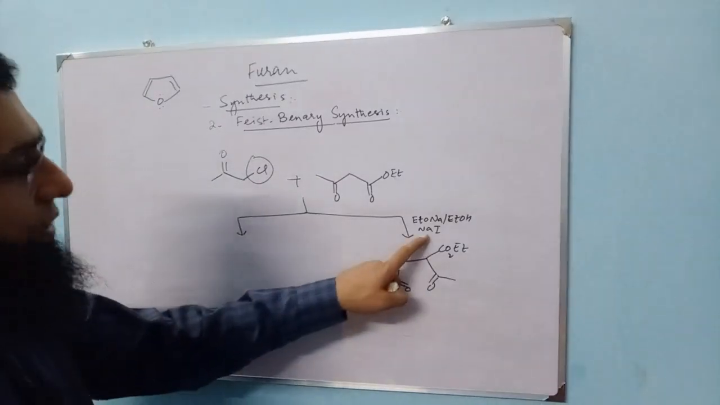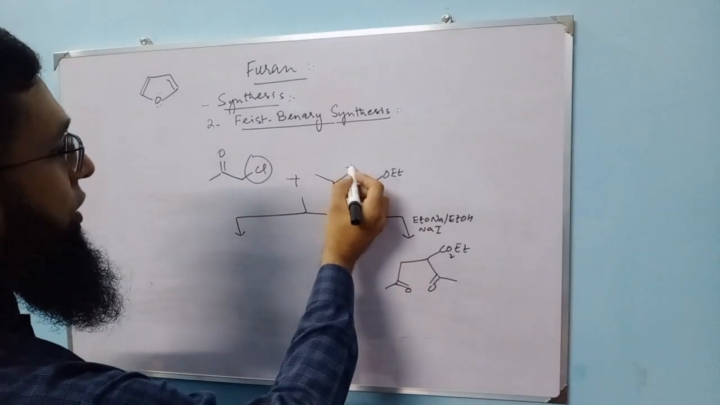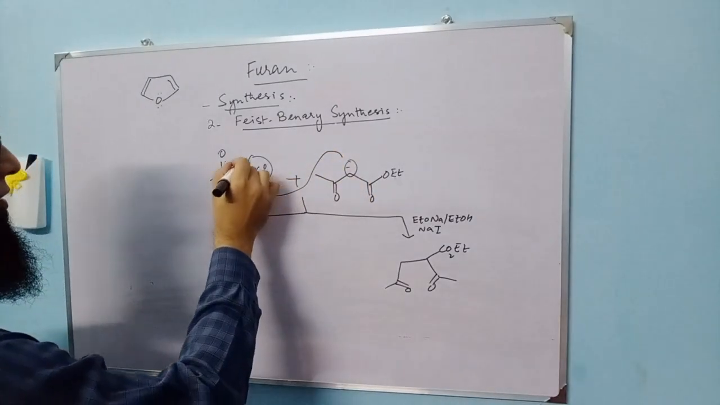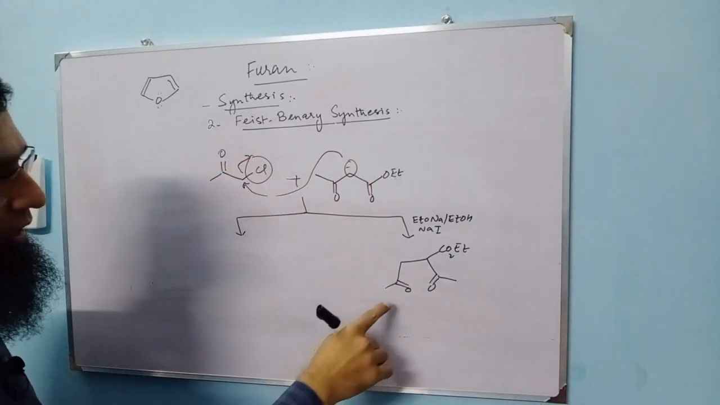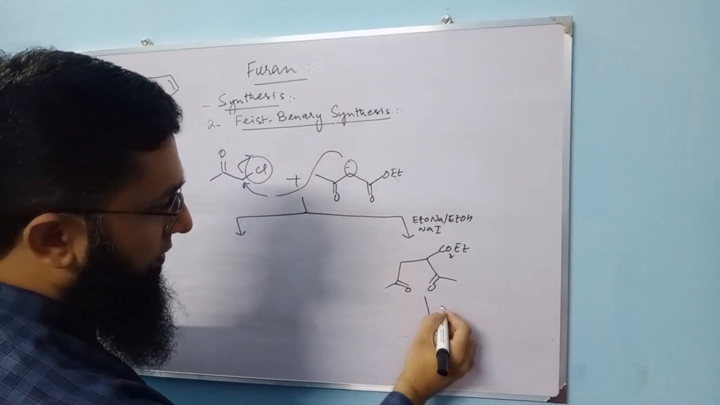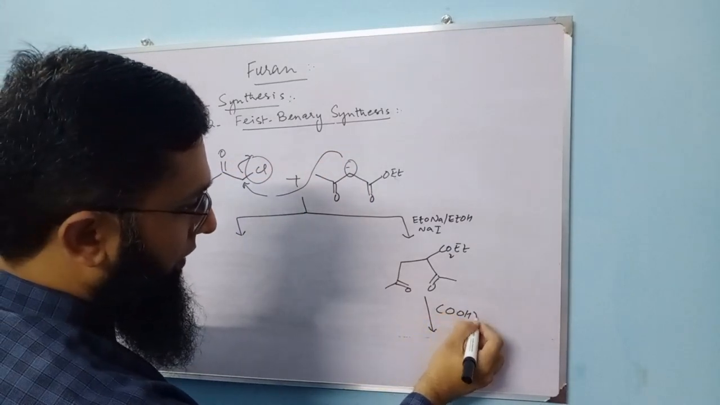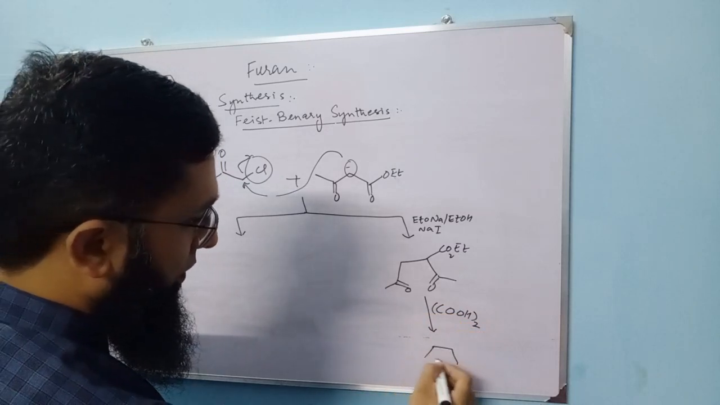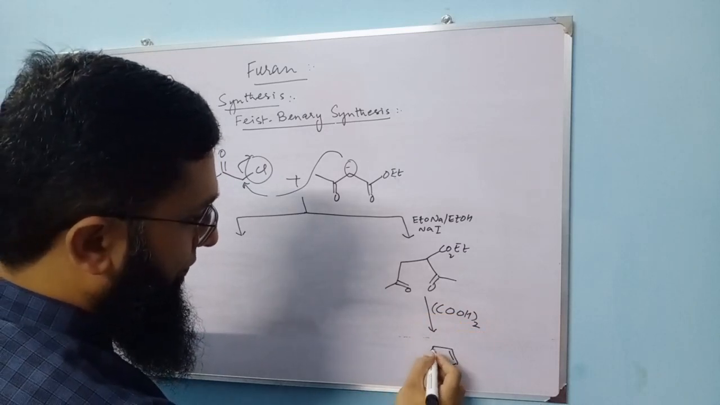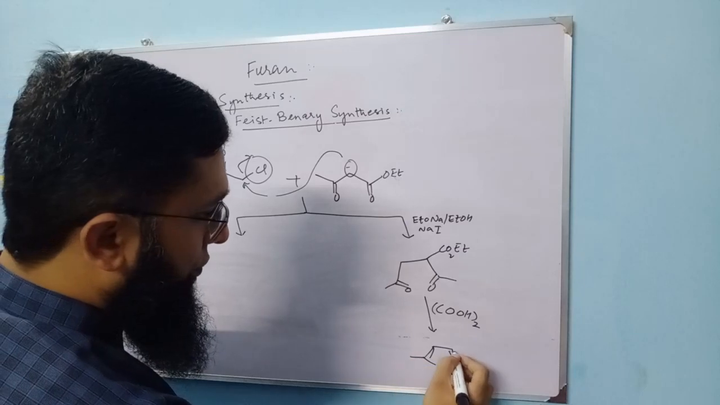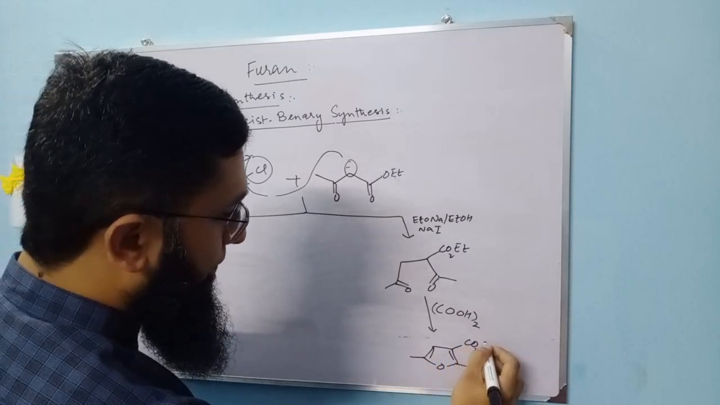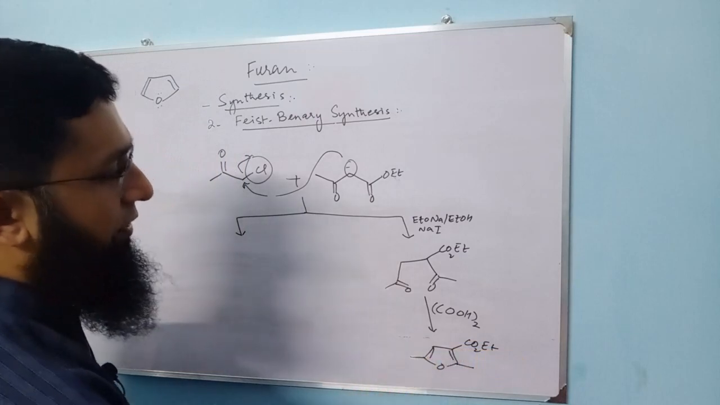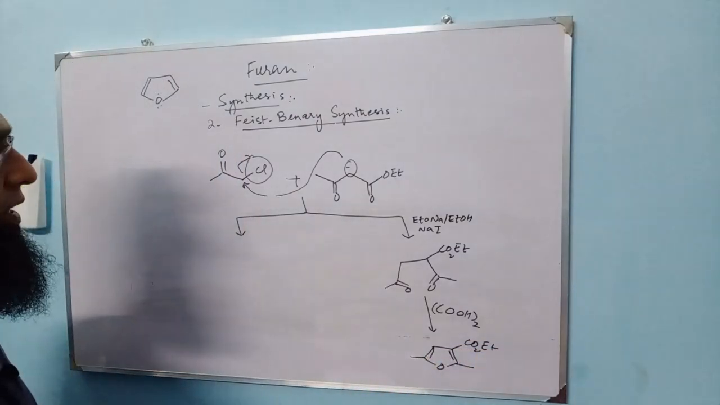So in these conditions the enolate which is formed here reacts with this carbon first and we get this, and this can be cyclized, for example in the presence of oxalic acid, to form 2,3,5 trisubstituted derivative.